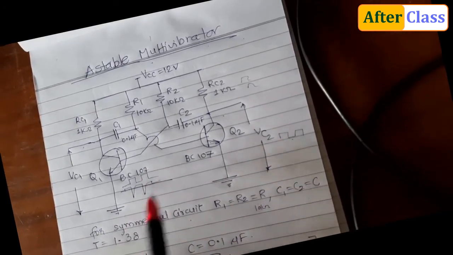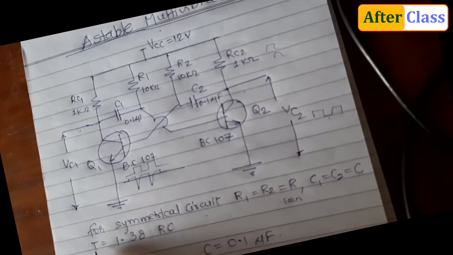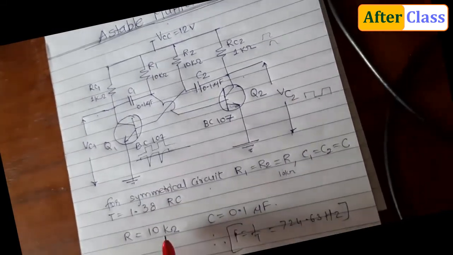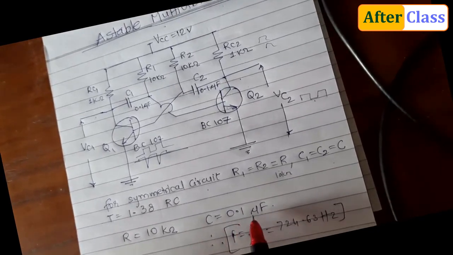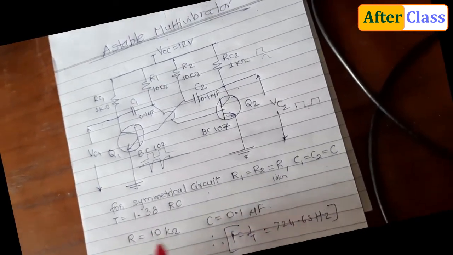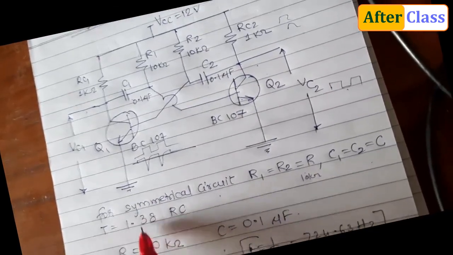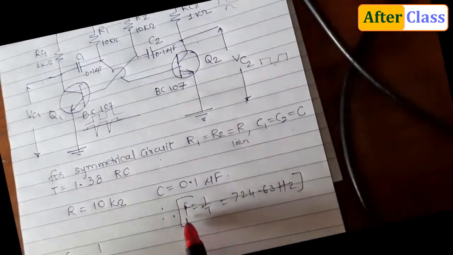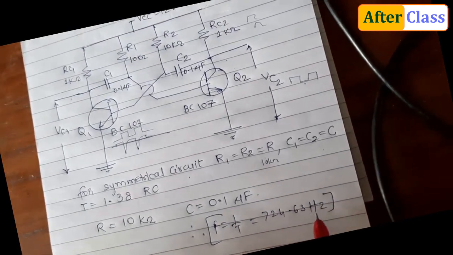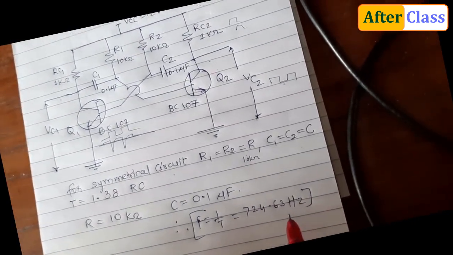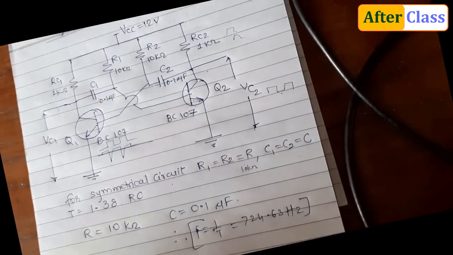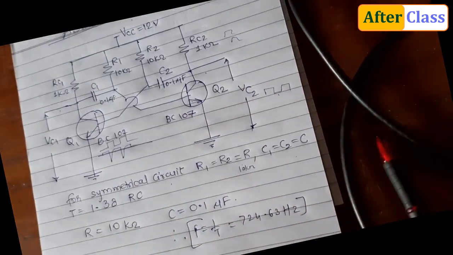Now the formula for this particular circuit, for time, is T equal to 1.38 RC. Here we have taken R equal to 10 kilo ohms and C equal to 0.1 microfarad. Then we substituted these 2 values in this formula and tried to find out the frequency. So frequency is 1 by time, that is equal to 724.63 hertz. So this is the theoretical frequency for the Astable Multivibrator that we are designing today. Theory is already explained.